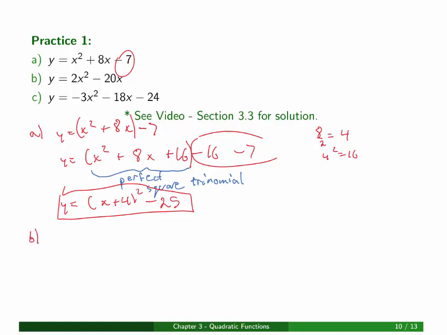y equals 2x squared minus 20. You can see A, B, and C all have something different. The coefficient in front of x squared, the parameter a, is 1, then parameter a is 2 for B, and then parameter a is negative 3 for C. So I'm going to cover all the bases here. The first step is you're going to pair up the first two terms. There are only two terms here, but you're going to factor out 2.